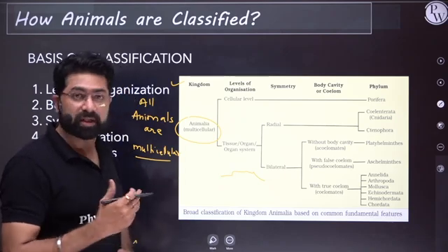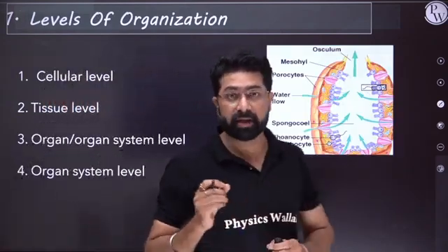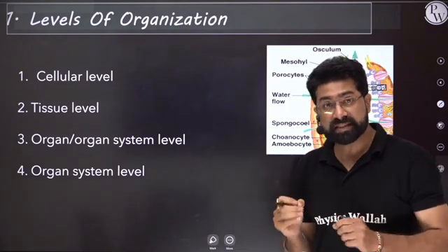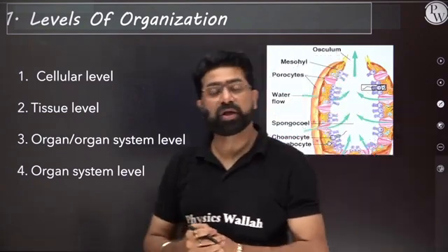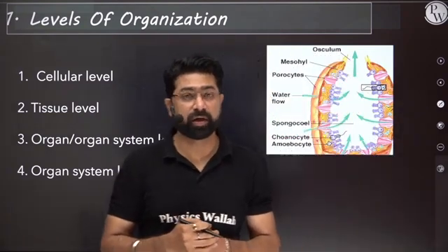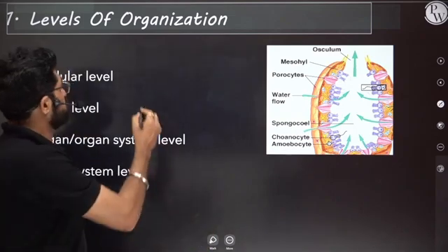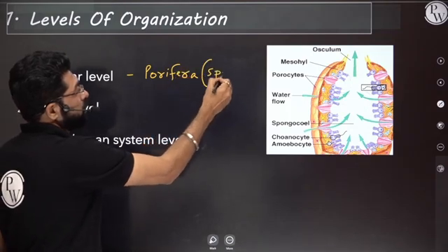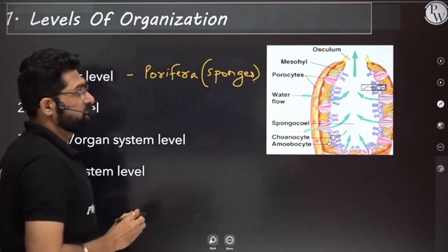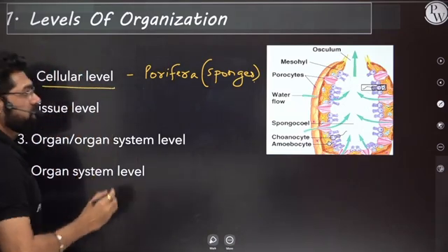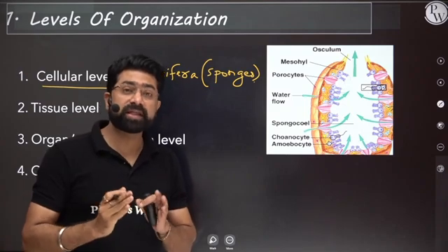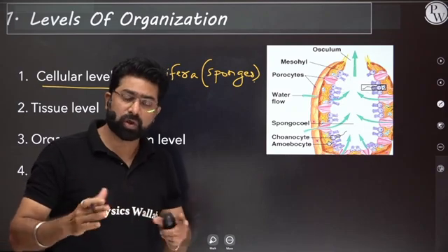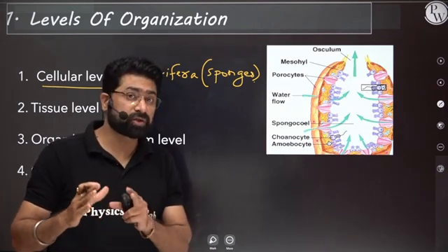Okay, so let's proceed further and study each and every point in detail. So the level of organization, if I talk about the cellular level, is found in Porifera. So what are Porifera? Porifera are the sponges. Now let's see why we say it is a cellular level. Because these organisms have only cells. They never organize to form tissues. So they have only cells which perform each and every function of the body.